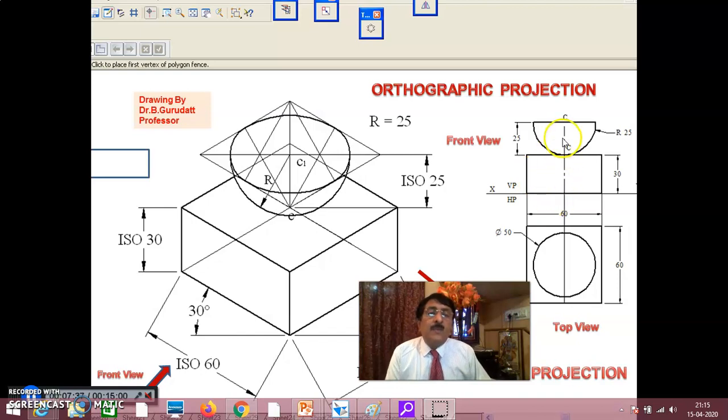You are interested only in the front view and top view. If you take this surface, it will be parallel to VP. Actual distance only you should draw. Never take any scale.